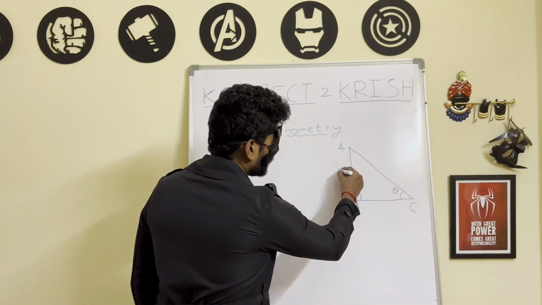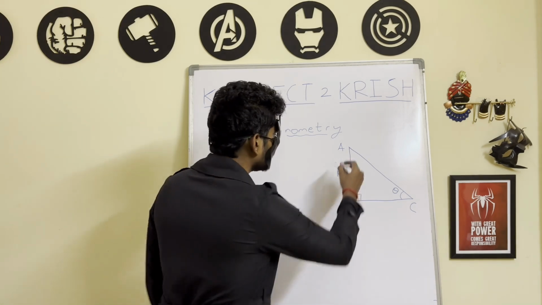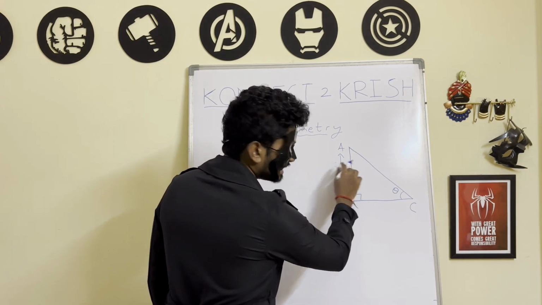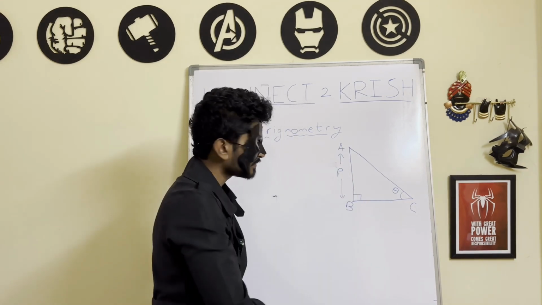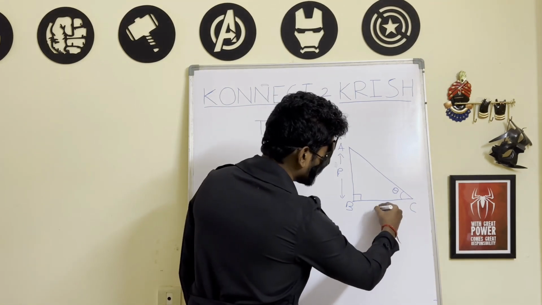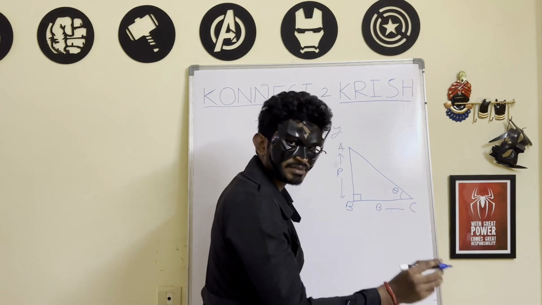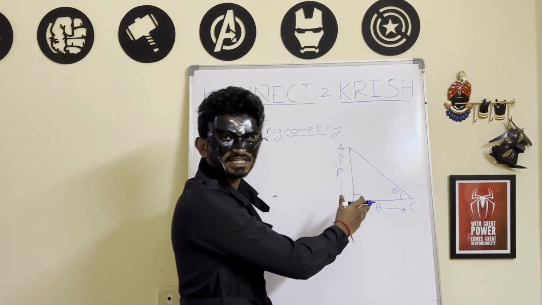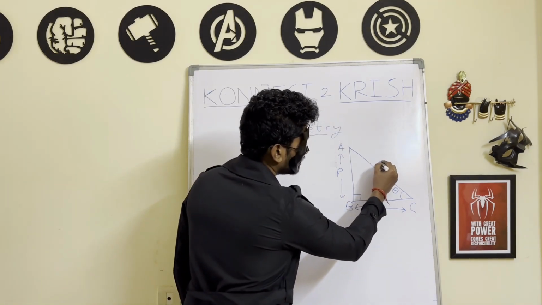So AB will be the perpendicular, let us denote it by P. It is opposite to theta, so we consider it as perpendicular, which is nothing but AB. The one adjacent to theta is nothing but the base, so let us denote it by B. The one opposite to this 90 degrees is nothing but the hypotenuse, and let us denote it by H.